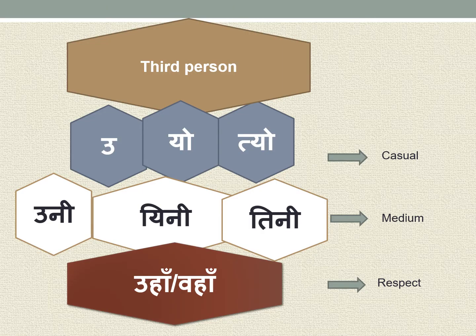I already told you the meaning of third person in my first video. Third person indicates the person who is being talked about by the first person. So here, u, yo, tyo, casual form, uni, ini, tini, medium form, and uha, waha, respect form. So when and how to use these pronouns, let's learn.